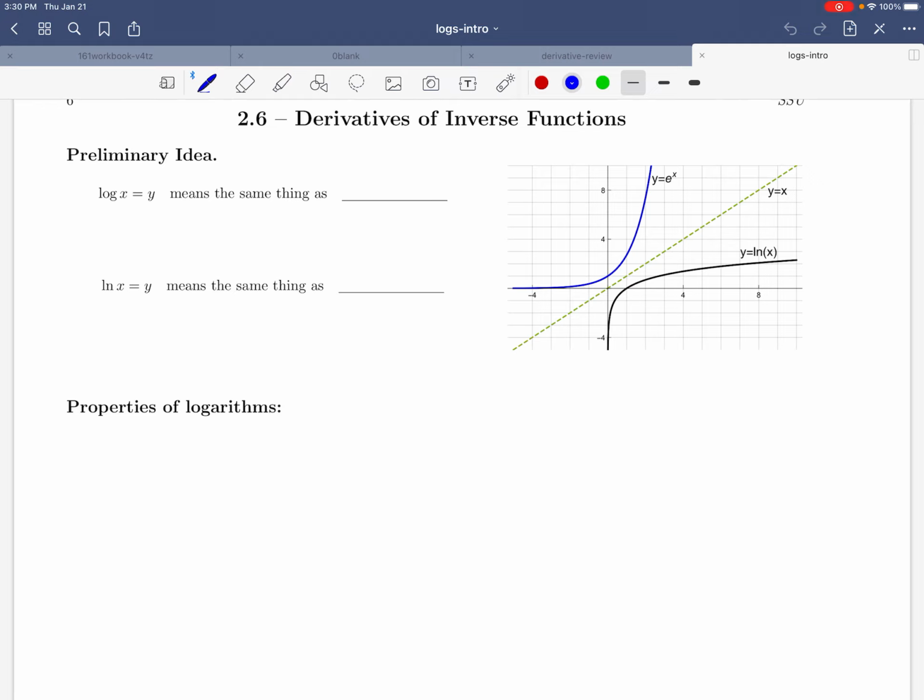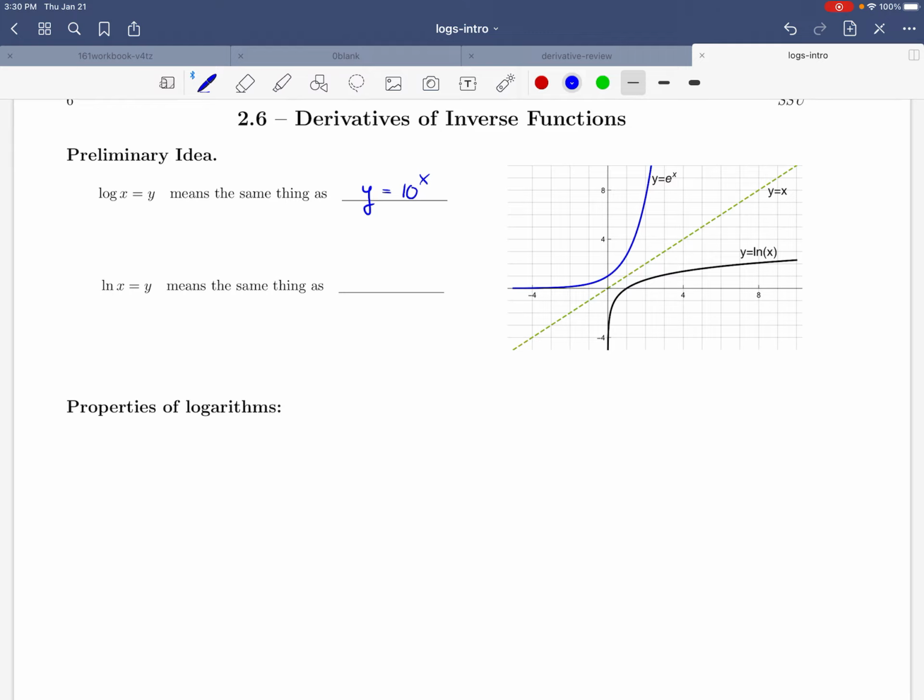So if we have the log function, log of x is equal to y, it means the same thing as y is equal to 10 to the x. So the exponential function 10 to the x and the function log x are inverse functions of each other. They flip-flop like input and output. So the input of the log function is the output of the exponential function and vice versa.